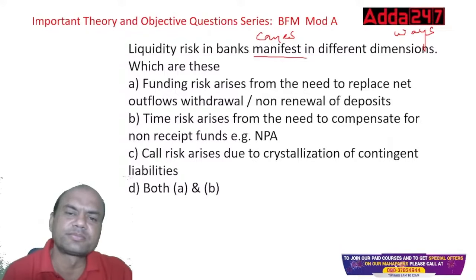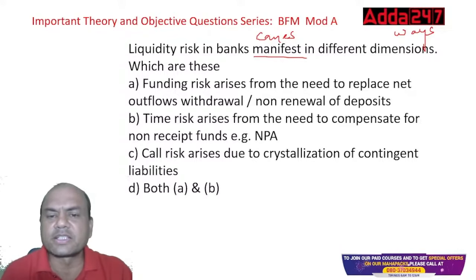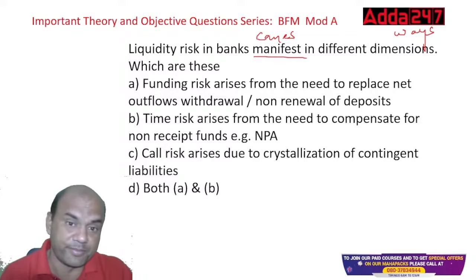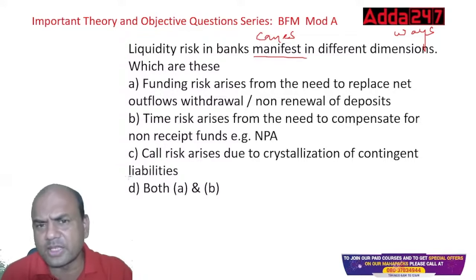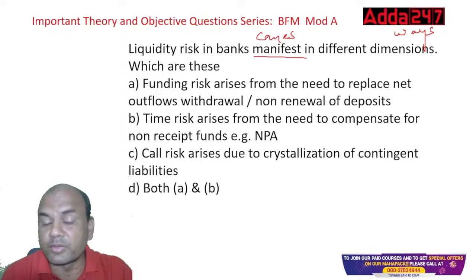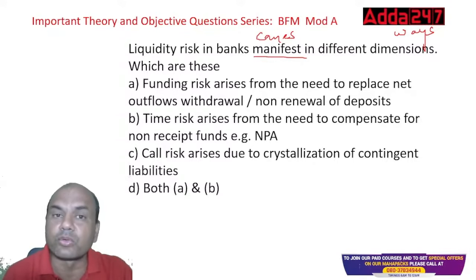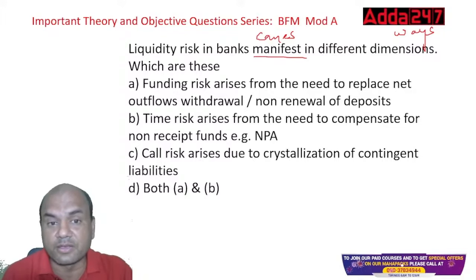What are these? Funding risk arises from the need to replace net outflow, withdrawal and non-renewal of deposits. It can be. Just answer. Think over it and answer. Well, here, CIIB is not like JIIB. Just, you got the answer, tick it. No. Here, you have to think.